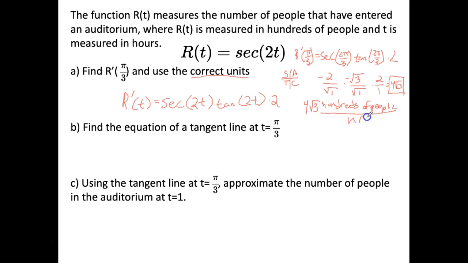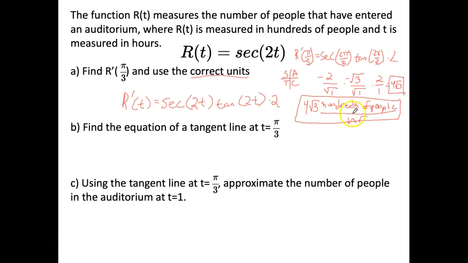So if it asked you to explain the meaning of this, that would mean at the time pi over 3 hours, and you could actually figure out what that is. That's going to be around 1, right? So around 1 hour, there is going to be 4 square root of 3, which if you wanted to write that as a decimal, you could.